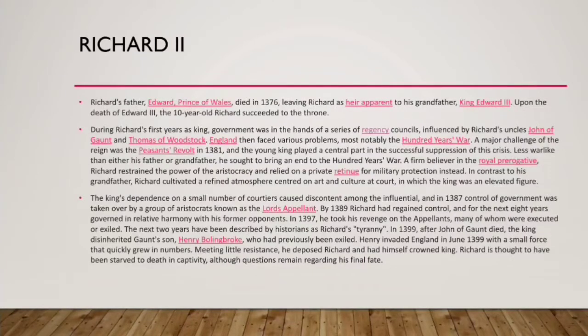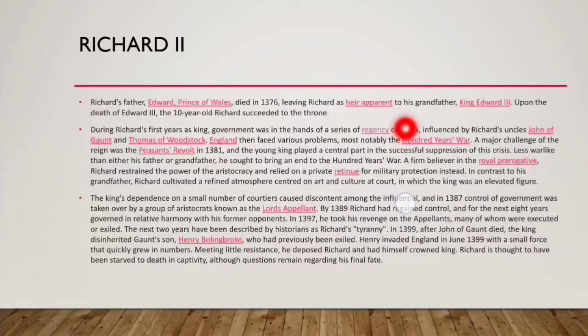Now you may remember John of Gaunt, right? When I taught you Chaucer, I told you that John of Gaunt was the patron of Chaucer. So Richard's uncle was John of Gaunt. Now John of Gaunt plays an important role. Remember him. And the Regency Council also consisted of Thomas of Woodstock of England, and they faced several problems, most notably the 100 Years' War.